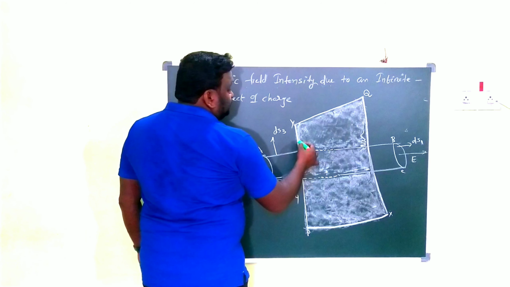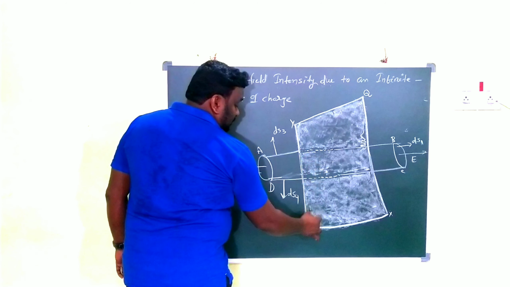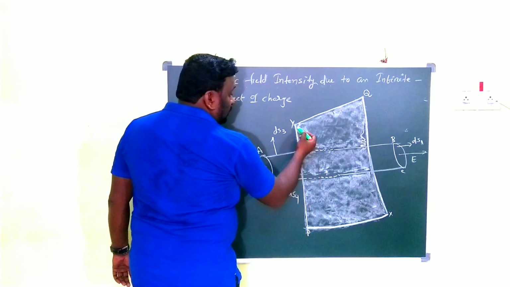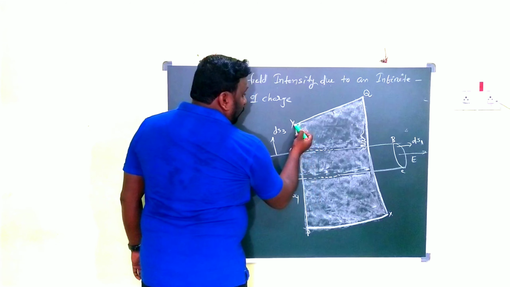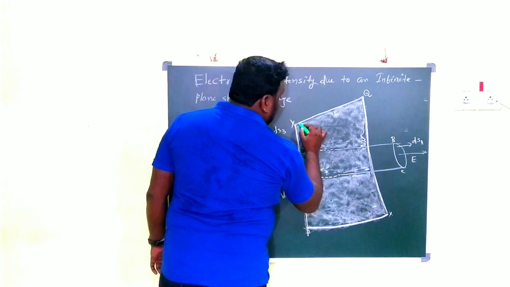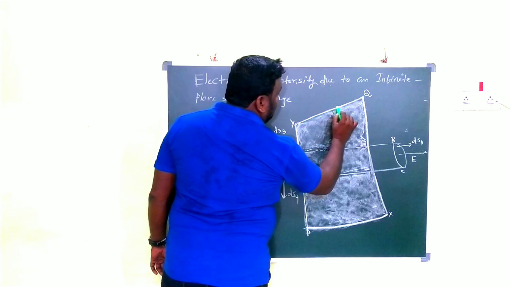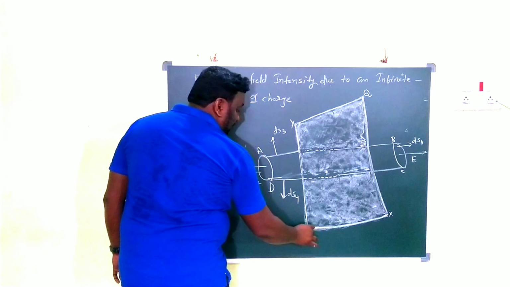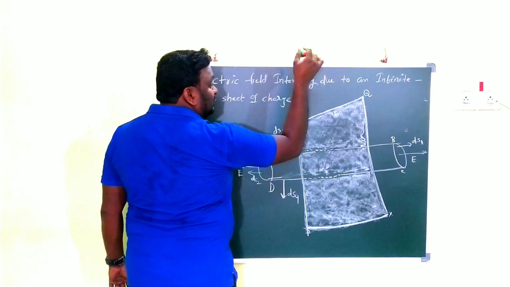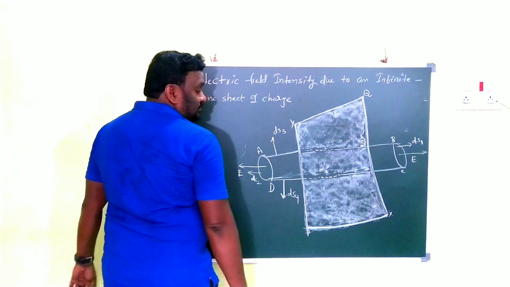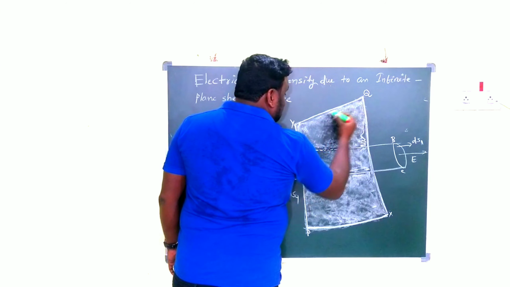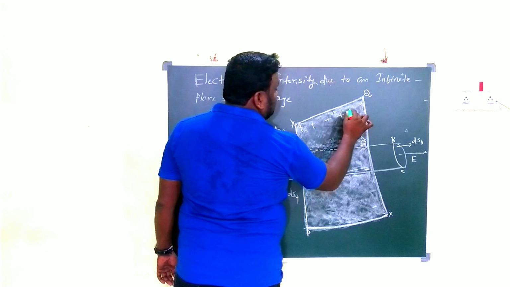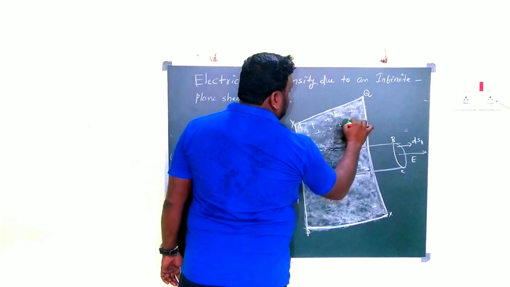Look at the diagram. What I am showing is PYQX, that is the plane sheet. I am drawing the boundaries here. So this is a plane sheet that is uniformly charged. I am taking the charge as positive charge.